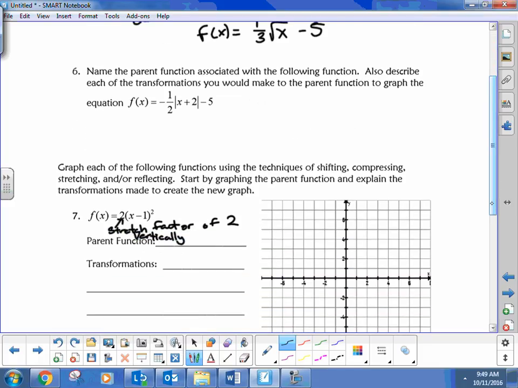This one says name the parent function associated. Okay, so first of all, absolute value.